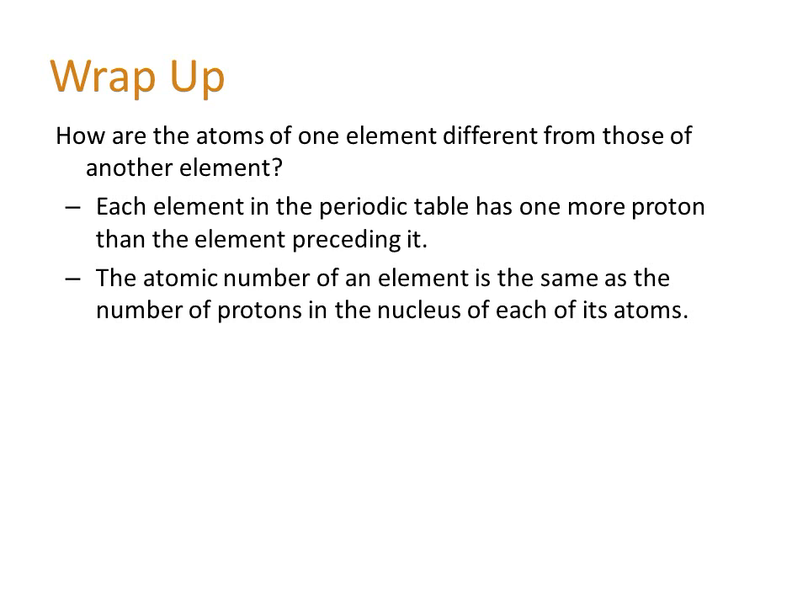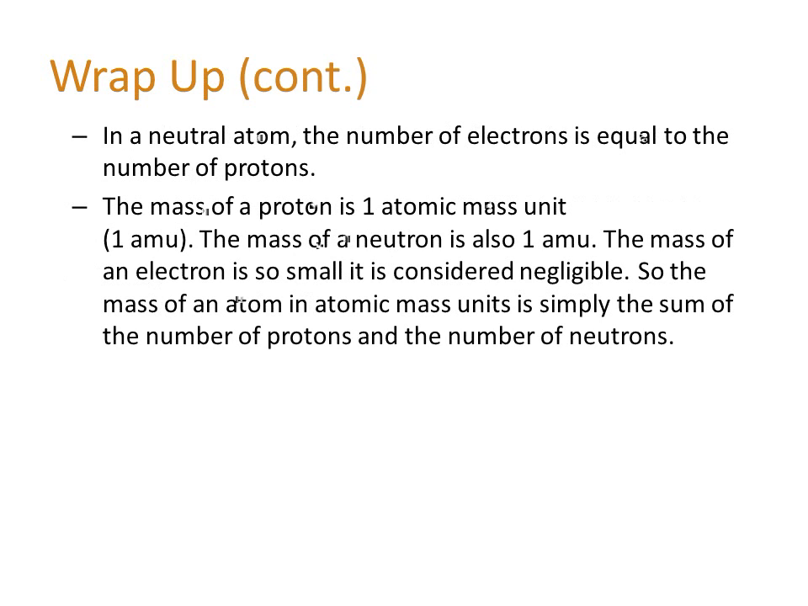Wrapping up this lesson, how are the atoms of one element different from those of another element? Each element in the periodic table has one more proton than the element preceding it. The atomic number of an element is the same as the number of protons in the nucleus of each of its atoms. In a neutral atom, the number of electrons is equal to the number of protons.